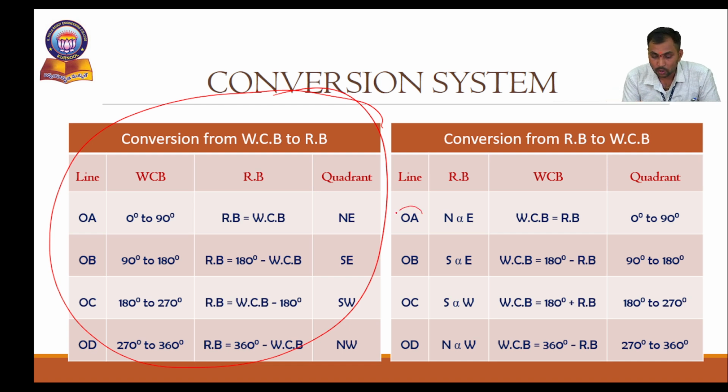If the line OA is present in the northeast direction, then how is it converted? The whole circle bearing is equal to the reduced bearing. Next, if the line is present in the southeast direction, then it is converted into the whole circle bearing as WCB equals 180 degrees minus RB.